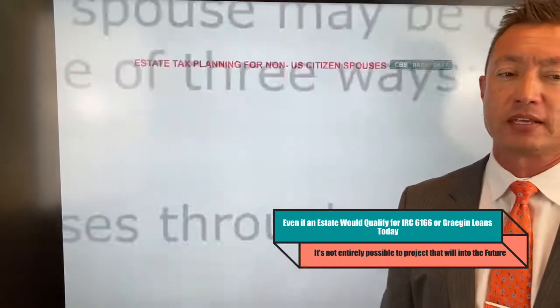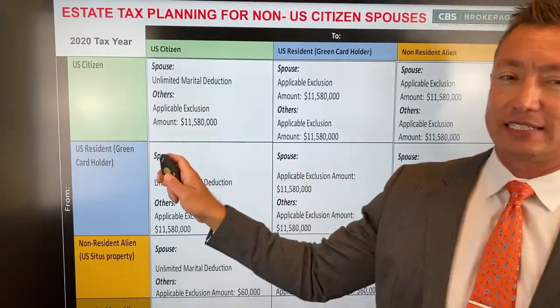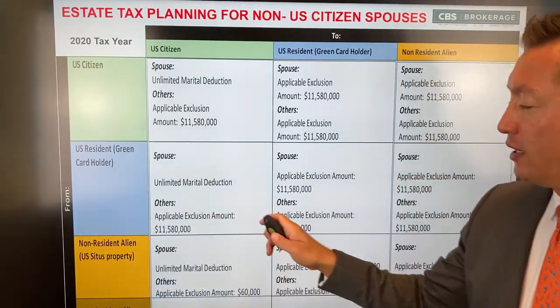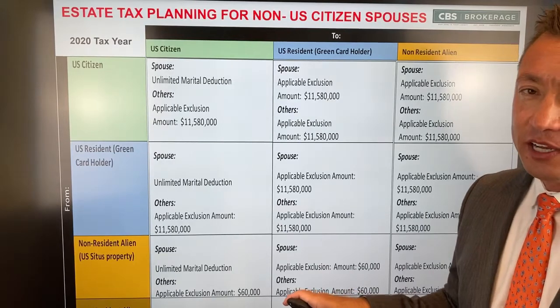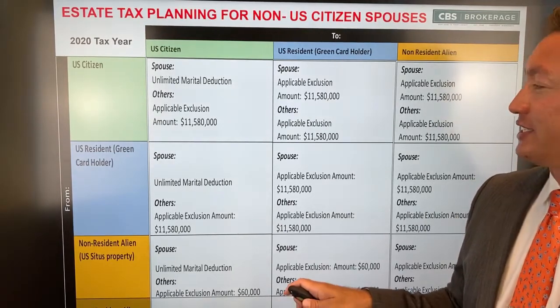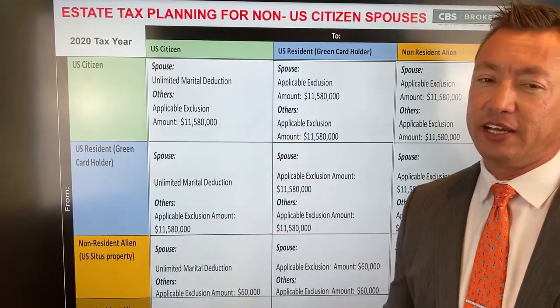So what you need to understand about the estate tax exemption, what's important about this chart, is that non-resident aliens have a $60,000 lifetime exemption. That's obviously significantly less than the $11,580,000 for U.S. residents or U.S. citizens.